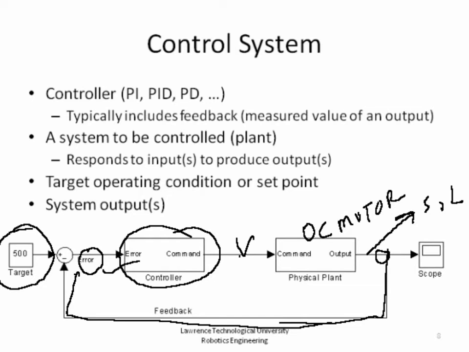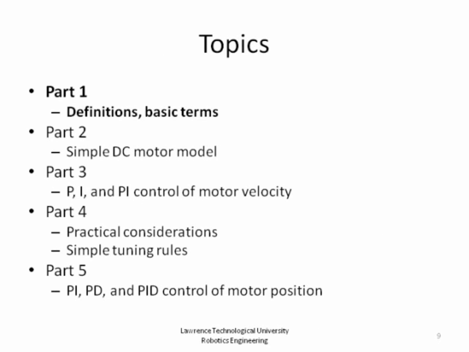And the error is the input to our controller. The output from our controller is what goes into the physical plant, and the physical plant produces the system outputs that we want. If we're driving a robot across the room, we want the wheels to turn. We're generating motion and torque and velocity. So those are the outputs of our plant. So that's our basic definitions.